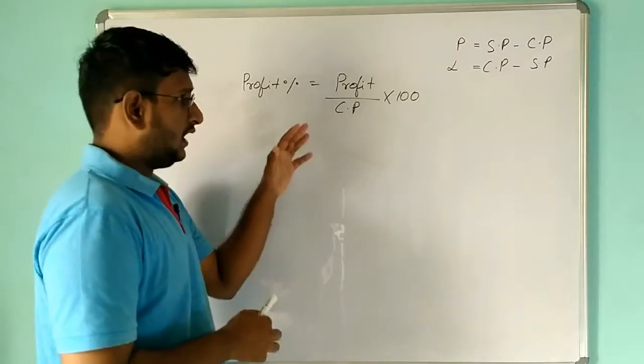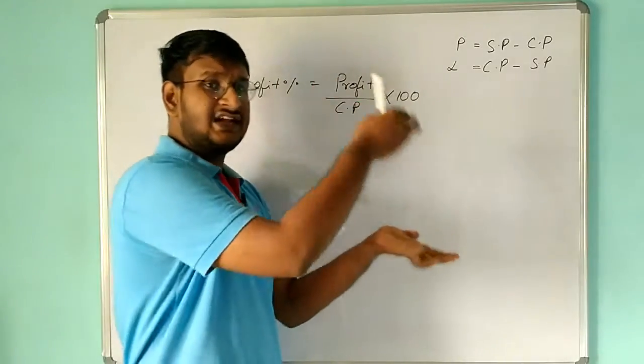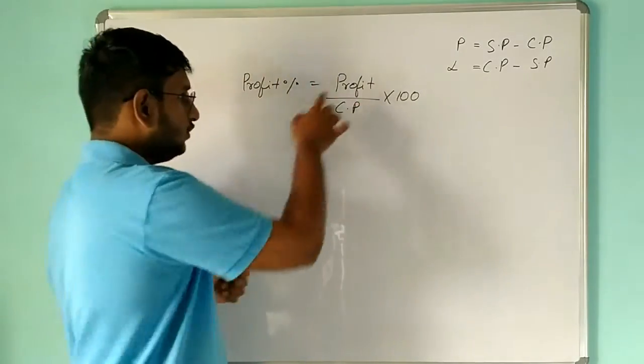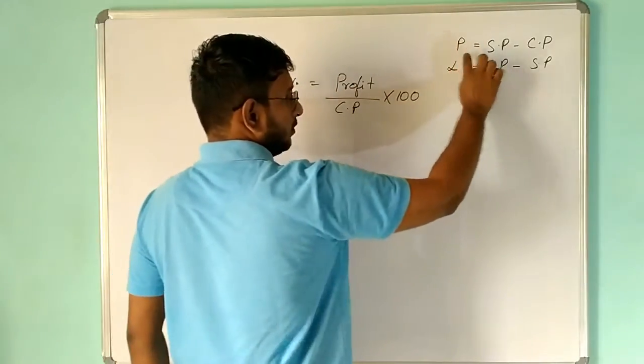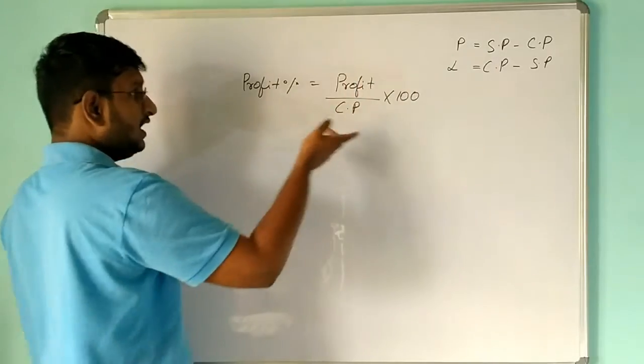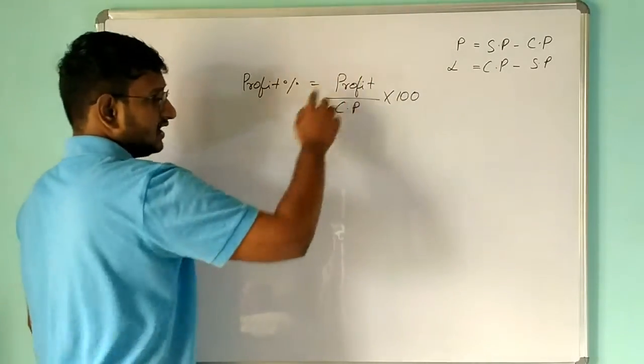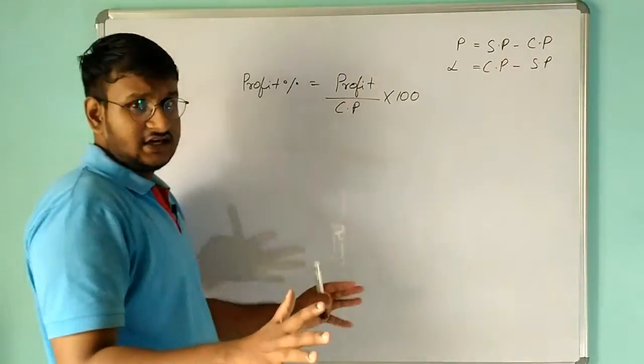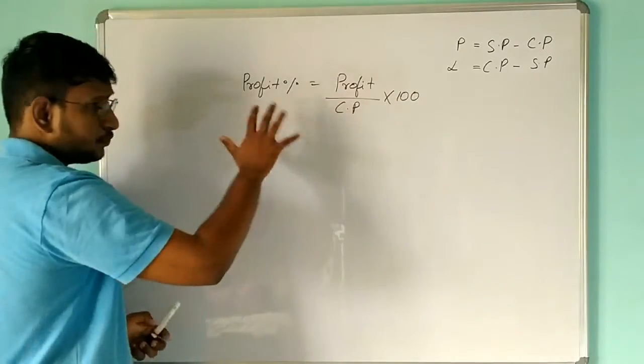What is profit? In some cases they will not directly give the profit, so you need to find profit by using this formula, that is SP minus CP. In order to find profit, you need to use that formula, and you have to substitute that value in this, and you have to get the profit percentage. Clear? So this is profit percentage.